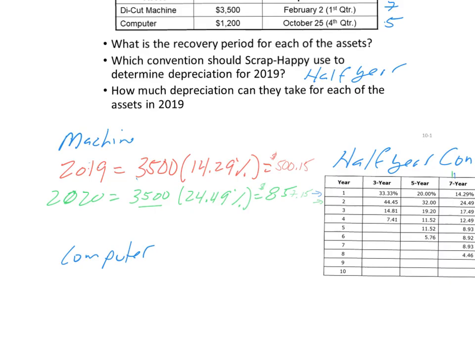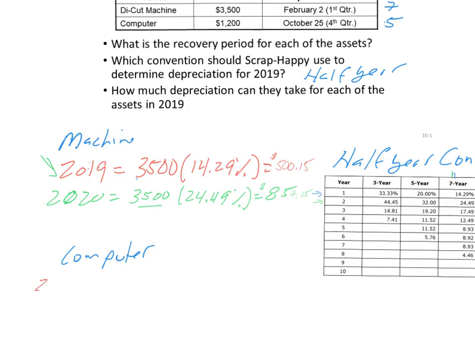Now, you may be looking at this and wondering, okay, well, holy cow, why do we get to recognize so much more depreciation in 2020 than we get to recognize in 2019? Well, remember, this is the half-year convention, and what the half-year convention says is in the year of acquisition, 2019, you get a half of a full year of depreciation. So your depreciation in year 1 is going to be significantly less than depreciation in year 2. And you can look at your percents and see how the convention works.